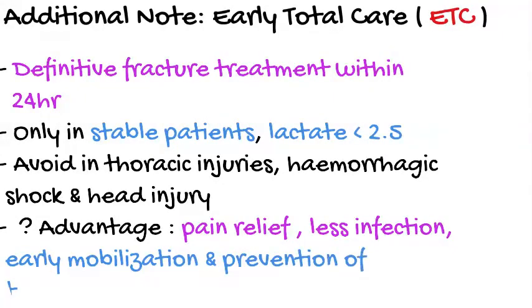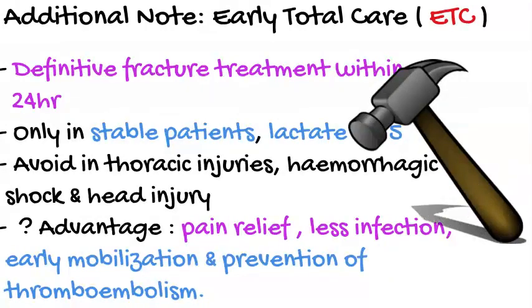The advantage of ETC, early total care, is it provides pain relief due to fracture immobilization with fixation, and less infection because we already reduce the soft tissue damage due to mobility of the fracture itself. It allows for early mobilization and prevention of thromboembolism due to early mobilization.